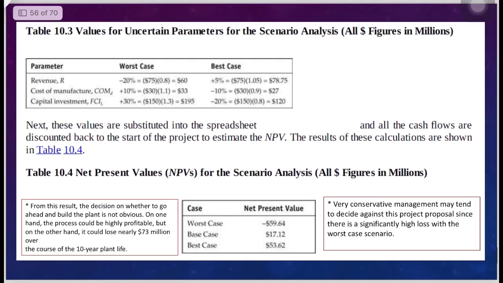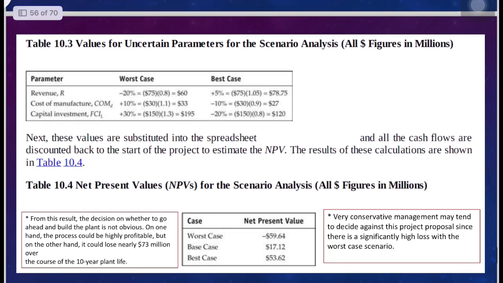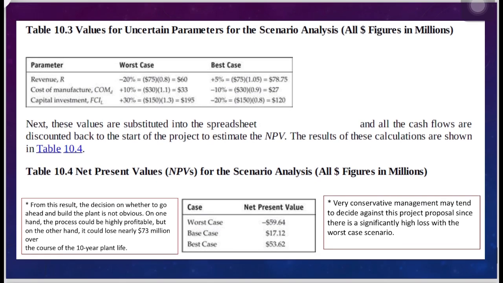Now, in scenario analysis, we have the worst case and the best case. So, the worst case is negative revenue and the positive cost of manufacturing and the positive capital investment. So what is the worst case? You have the worst case and the best case.